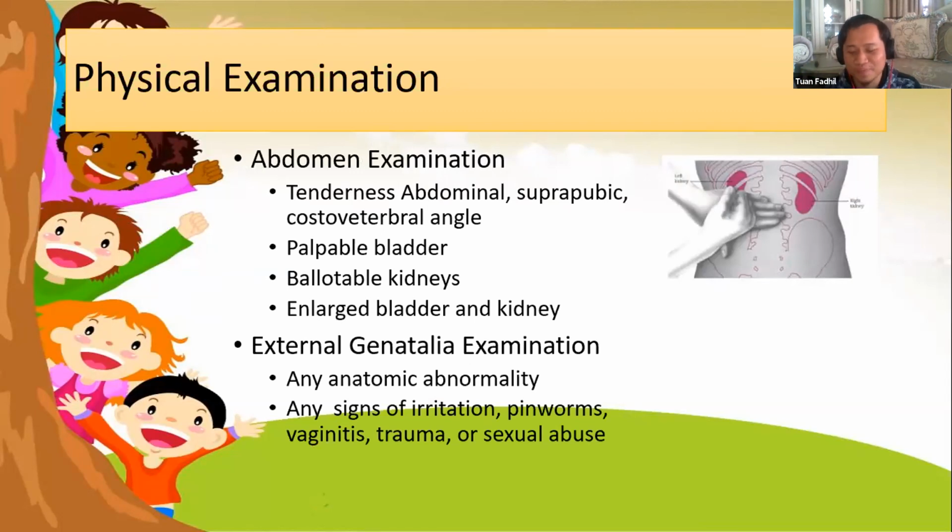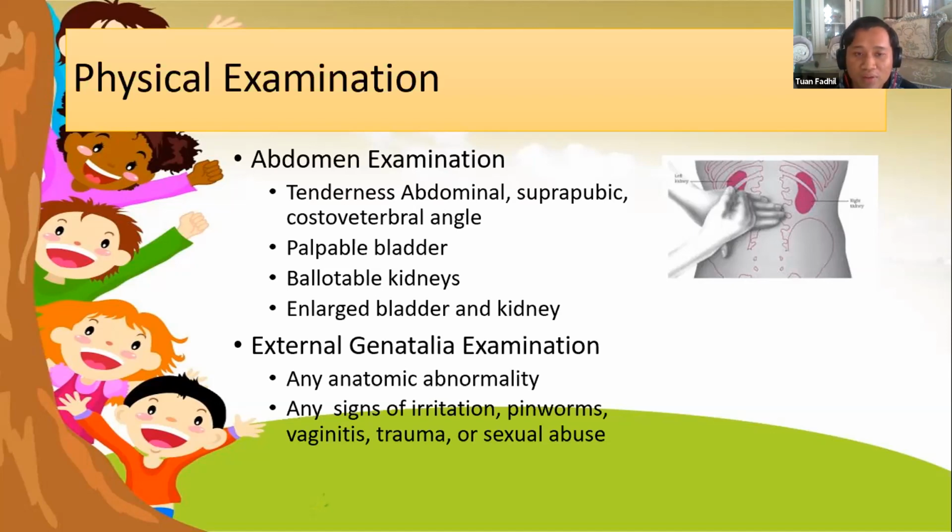So for the specific physical examination, in this case, the first one we do is the abdomen examination. We start with inspection. We see whether there is any scar or any distension. Next we move to the palpation, where we need to palpate the bladder and also the kidney.